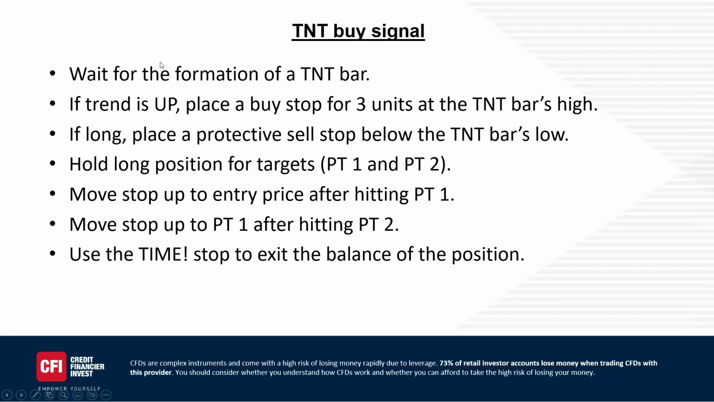First things first, wait for the formation of the TNT bar. In other words, we have a thrust bar followed by a non-thrust bar, and that first thrust bar being a bullish one where the close is above the previous bar's high. So we've got ourselves a TNT setup. Then I would place a buy stop just above the high of that TNT bar. And what I usually do is I buy in a size which I can divide into 3 equal units. So 3 units, I would be placing a buy stop just above the high of the TNT bar.